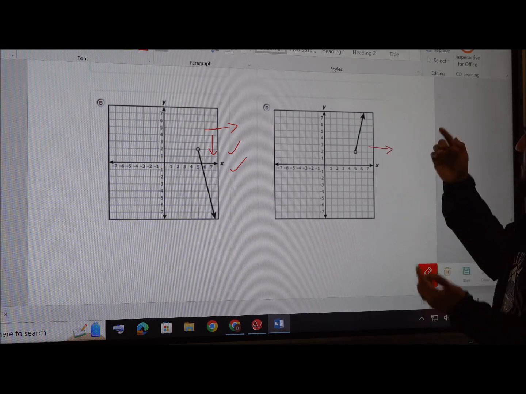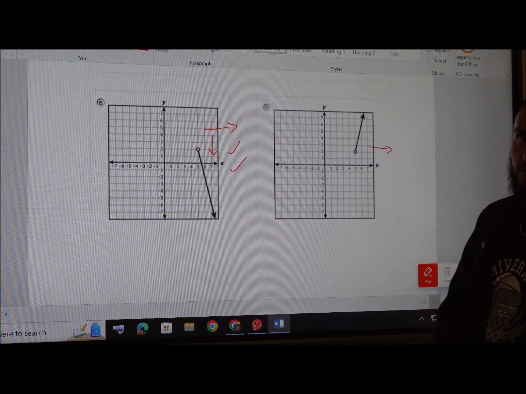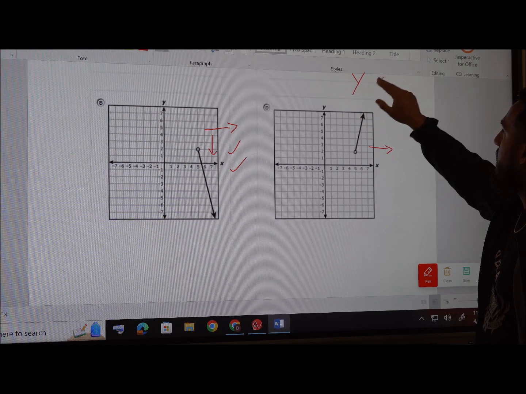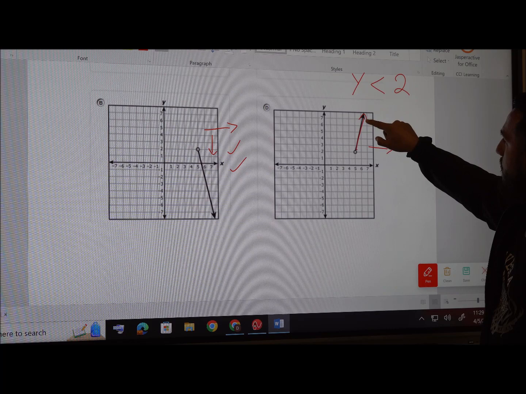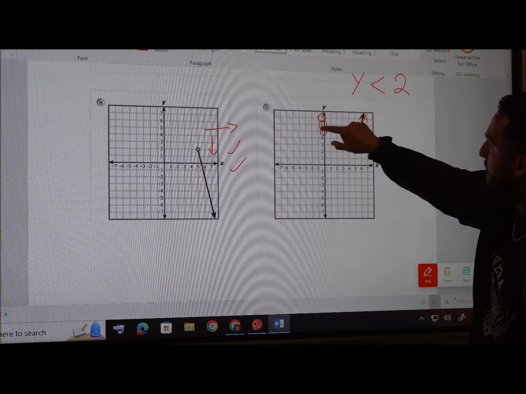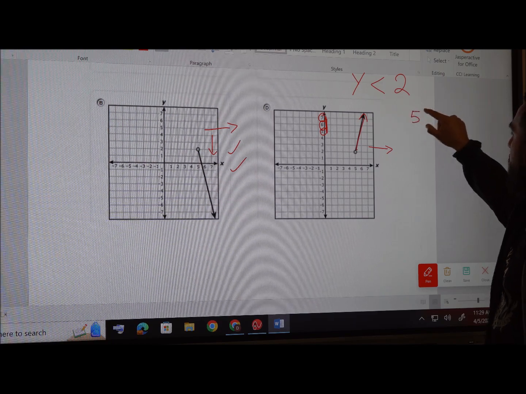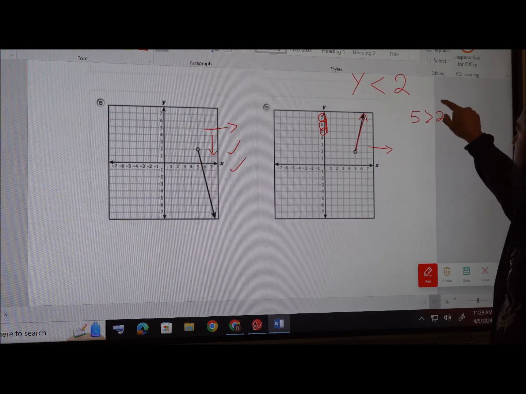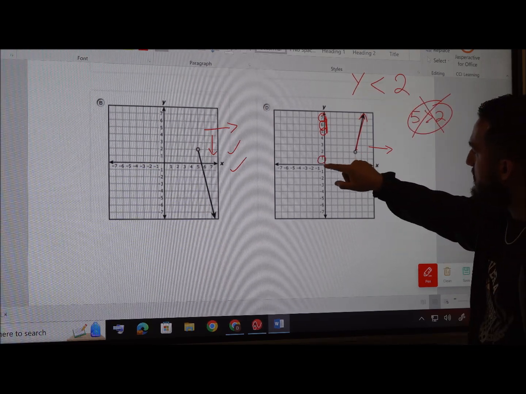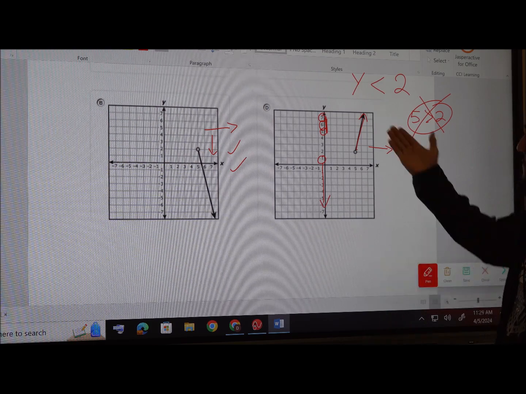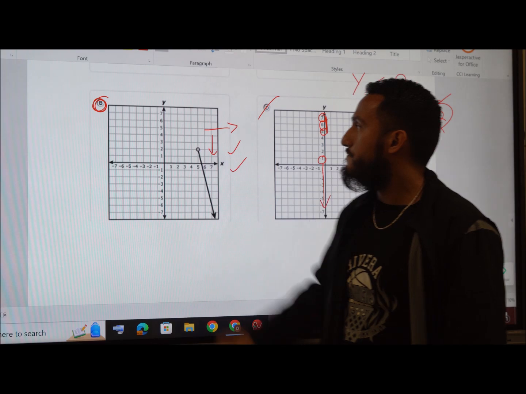And now this one is moving to the right. That's good. But it's moving up. We don't want it to move up. We want it to move down. Because remember, y is less than 2. This one is showing that it's going up. Number 7, number 6, number 5, these y values are actually going to be greater. 5 is greater than 2. We don't want this. We want y to be less than 2. So we want these numbers over here. That's why this is wrong. So the only answer that was correct here, guys, was letter B.